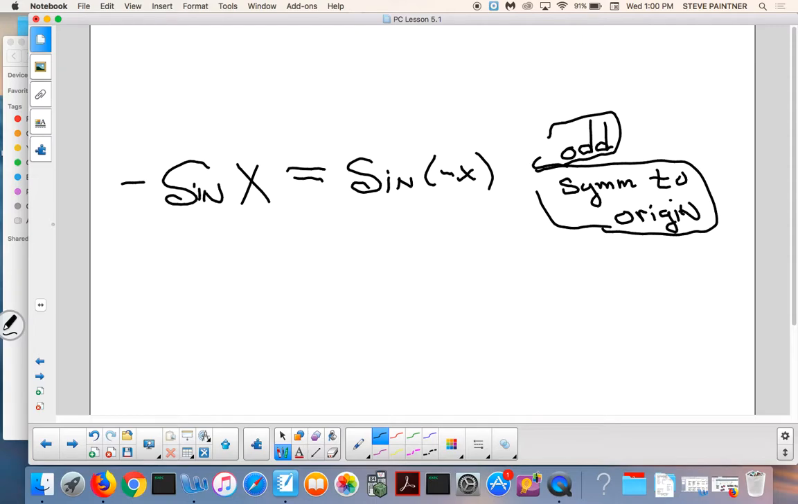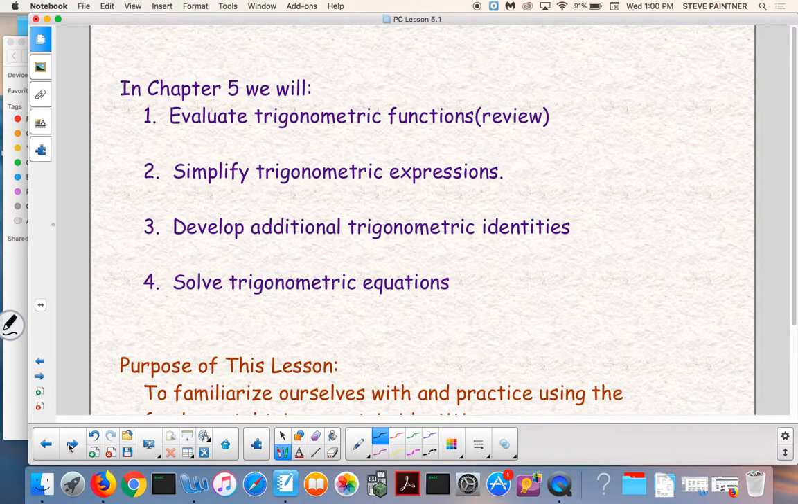Hey, do you really need to know that? No, I was trying to prove to you why this is equal to this. Why are they equal? Because they're odd and symmetrical to the origin. That's the only reason. Now, after today, do you really need to know that? Not really, but it's nice to know why they exist. Okay? All right, can we start? Okay, here we go.